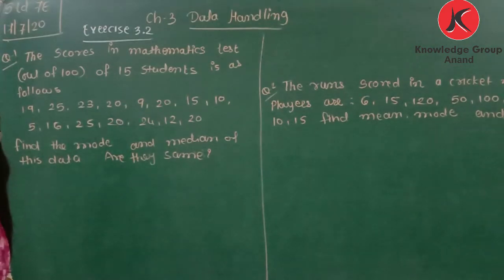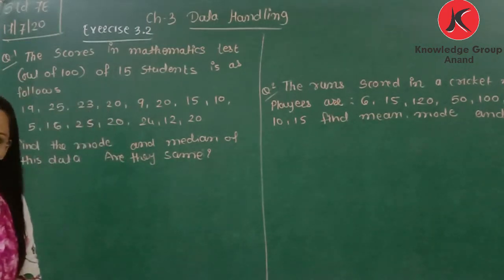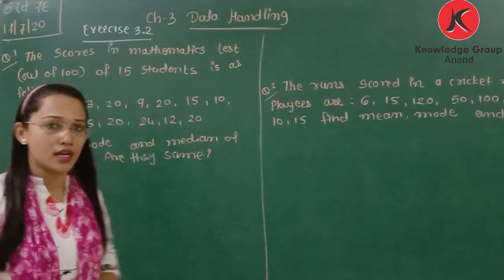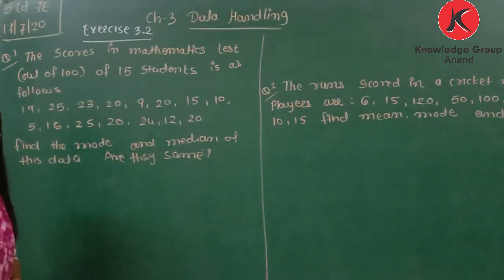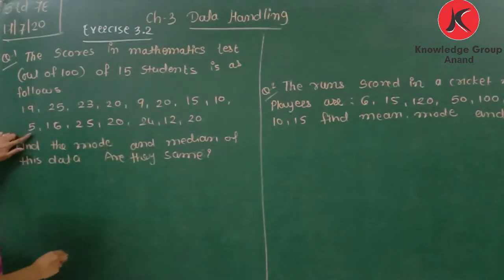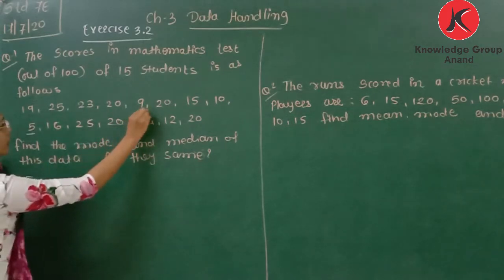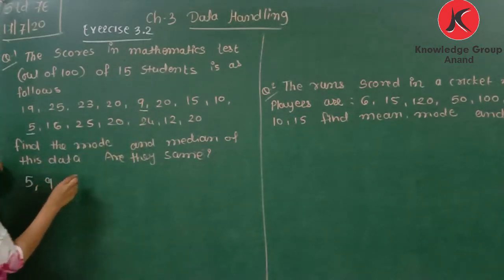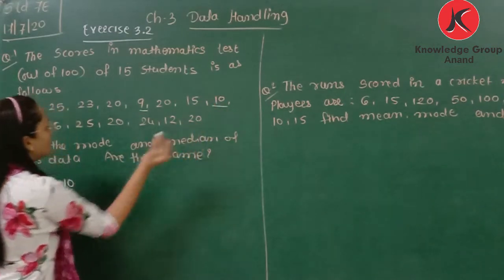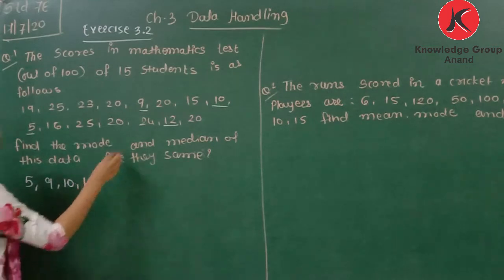Mode means what? Again, it is a maximum repeated value, and median means it is a middle value. So first of all, we need to arrange all data in ascending order, or you can arrange it in descending order. So let's start. What is the smallest value here? It is 5. Now after 5, it will be 9. Then 10. After that it is 12.